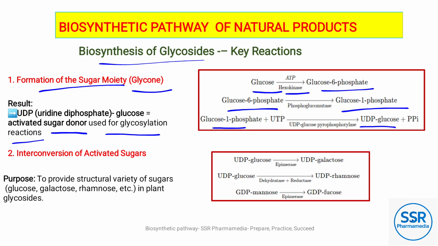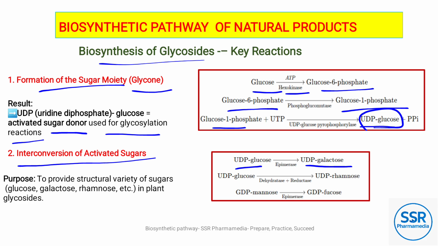So, this is step 1, the formation of the sugar moiety, the glycone part, where uridine diphosphate glucose is formed. Step 2 is the interconversion of activated sugars, to provide structural variety of sugars like glucose, galactose, rhamnose, etc. in plant glycosides. Uridine diphosphate glucose, in the presence of epimerase enzyme, is converted into uridine diphosphate galactose.